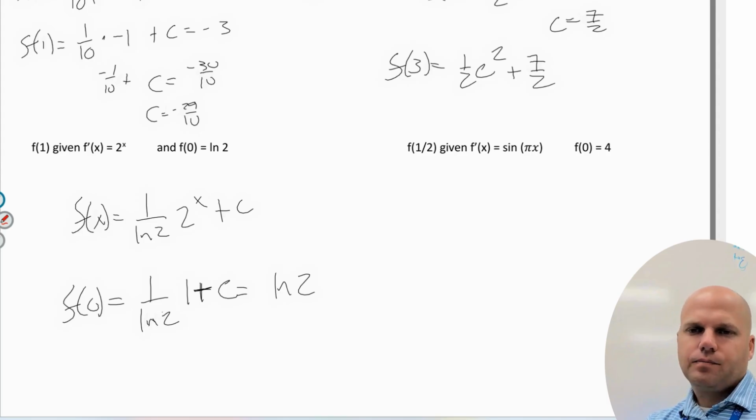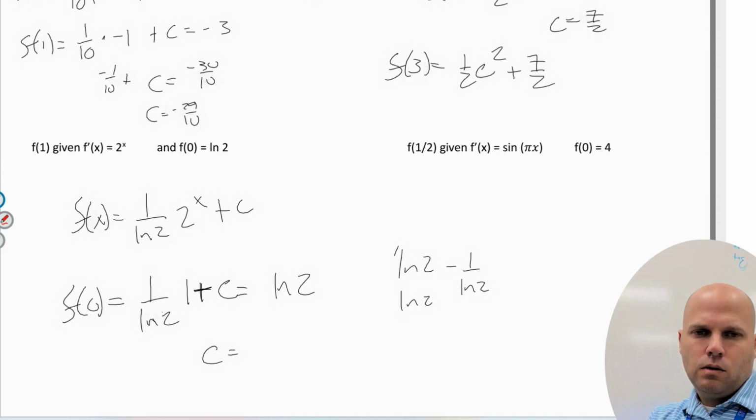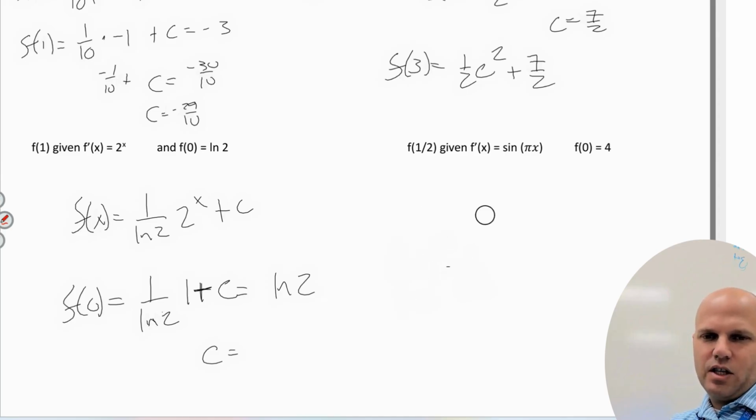This is interesting. I need to subtract 1 over ln2 from ln2. If I subtract 1 over ln2 from ln2, I have like the natural log of 2 squared over ln2. Yeah, whatever. Maybe this one works out nicely. Let me just leave it as ln2 minus 1 over ln2.